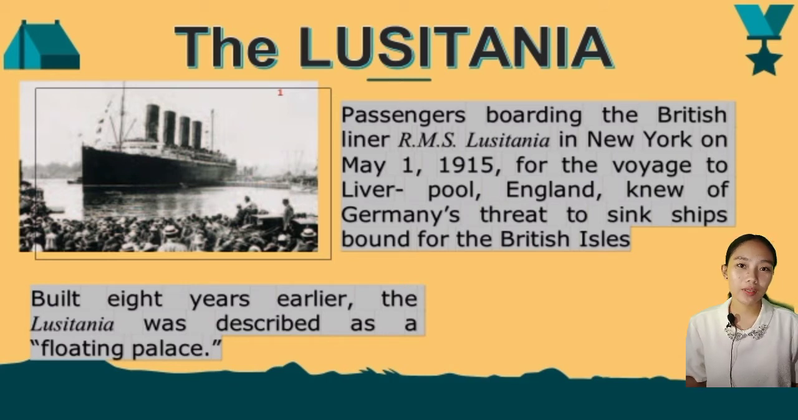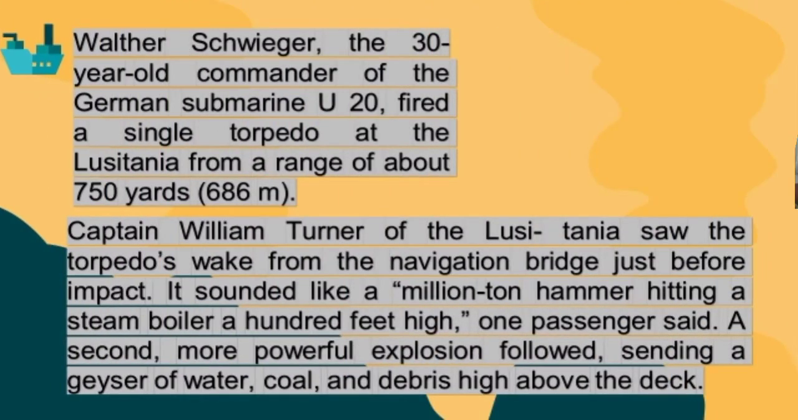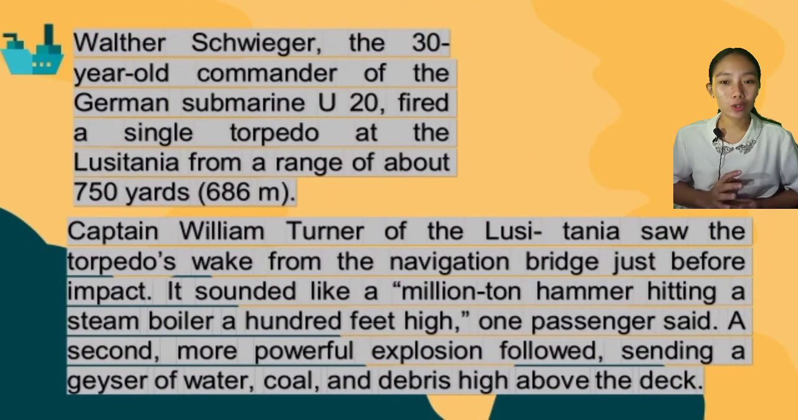So why was the Lusitania called a floating palace? Because of the structures and the design of this ship. Walter Schwieger, a 30-year-old commander of the German submarine U-20, fired a single torpedo at the Lusitania from a range of about 750 yards or 686 meters.